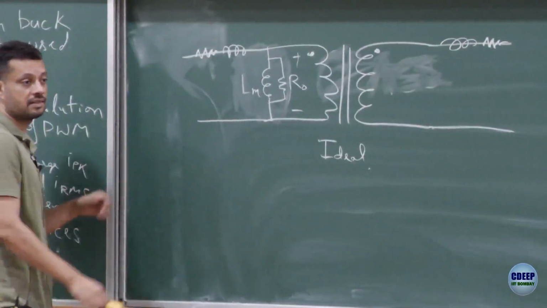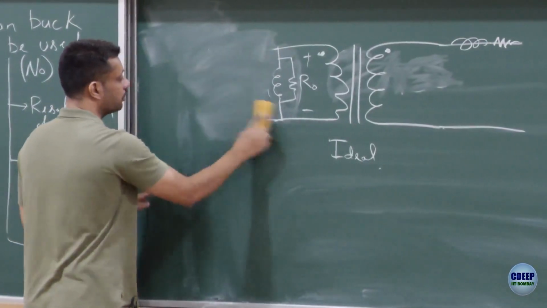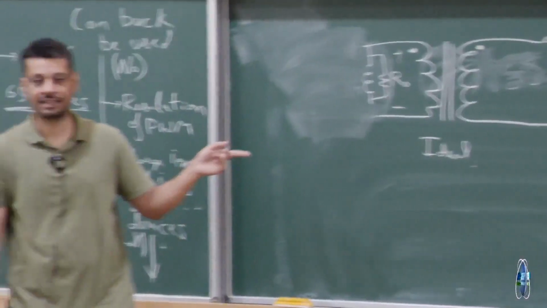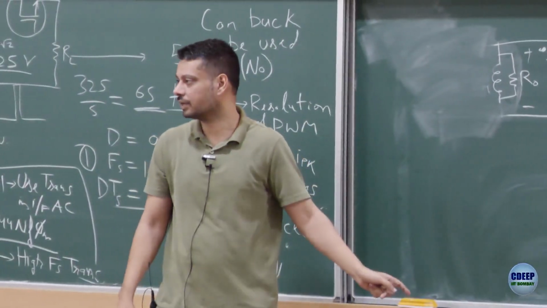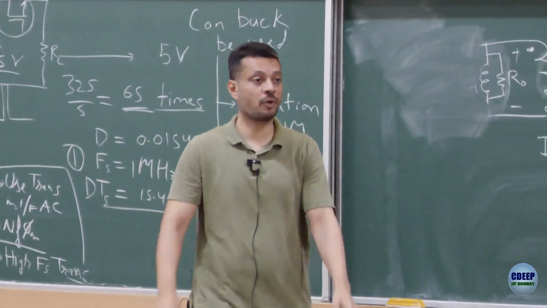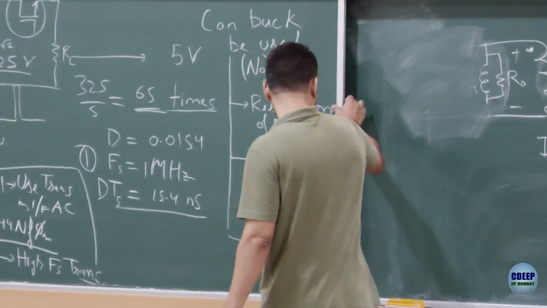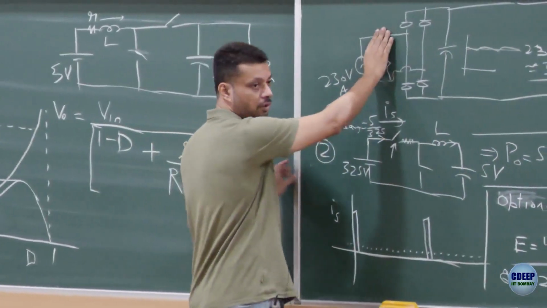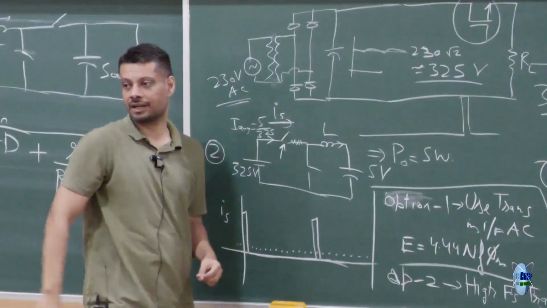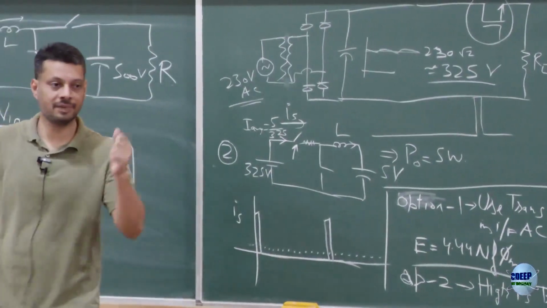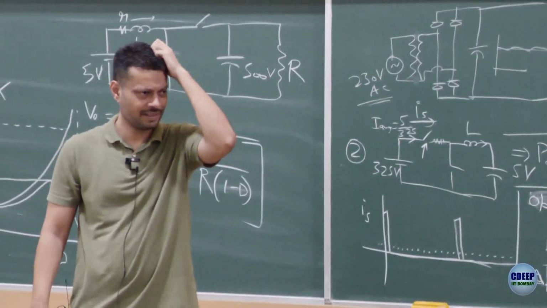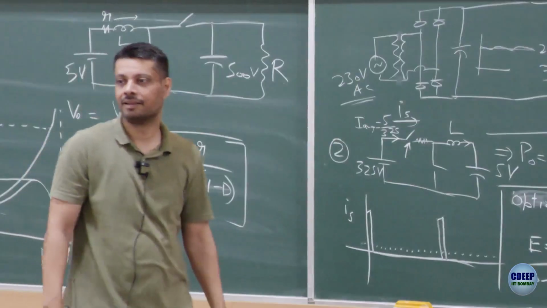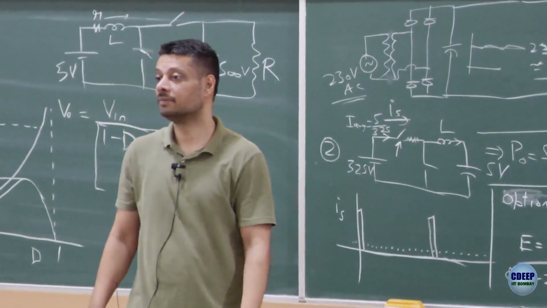I'll just erase this one and then we start drawing the circuit. By the way, before we start seeing the circuit, there is one more advantage of actually using a transformer. Hypothetically, even if it was possible to do a buck converter, to not use a transformer, directly rectify and then use a buck converter, there would have been one problem. Can anyone guess what was the problem? What would be the problem?